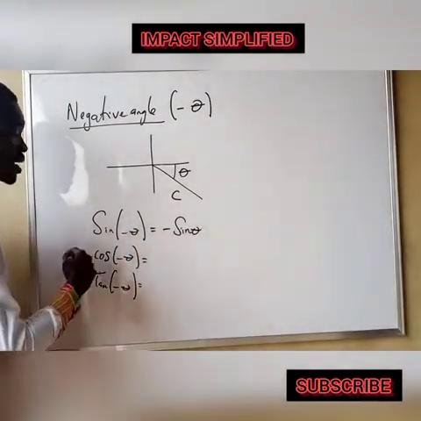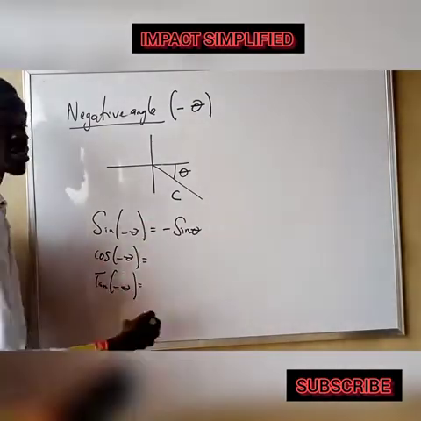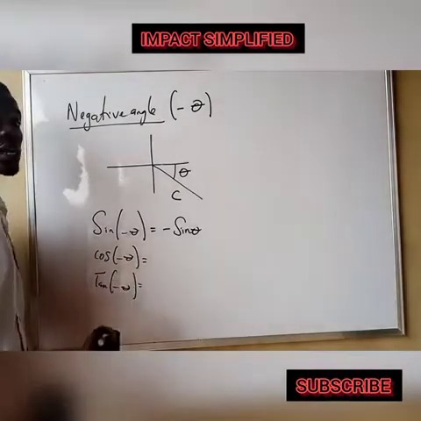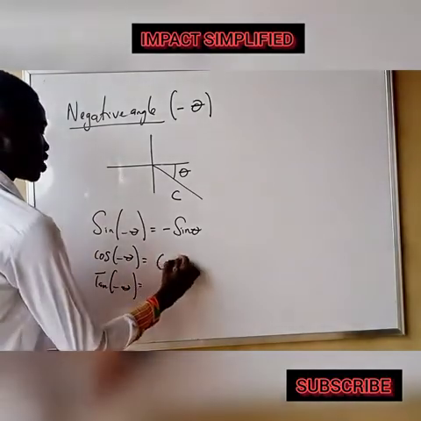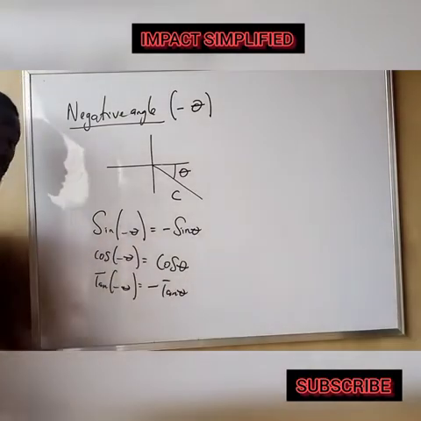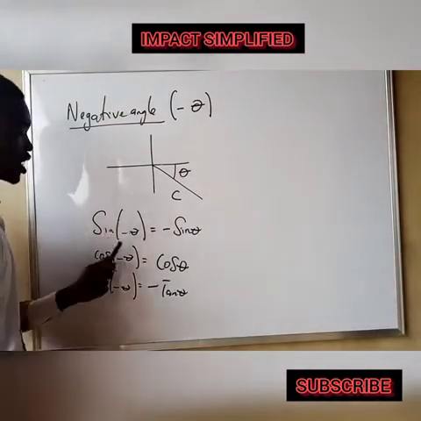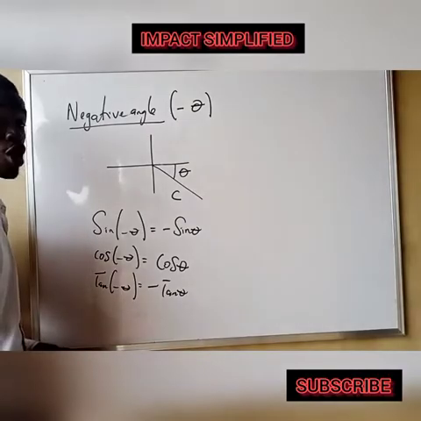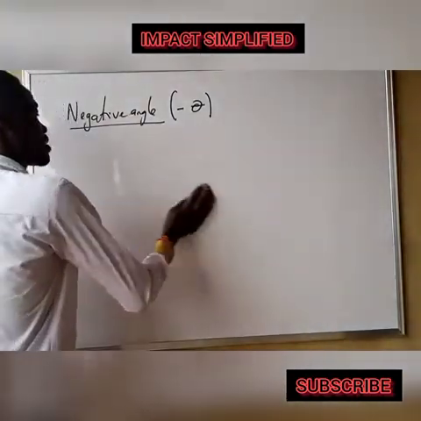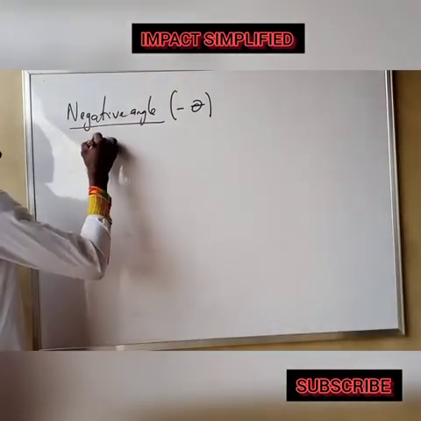That means if we have sine minus theta, it will give us minus sine theta. And if we have cos minus theta, you can convert it to a positive angle and it will give us cos theta. And tan minus theta will give us minus tan theta. Do we get it? So this is the effect of a negative angle on a trigonometric function. Now, for example, let us look at the following.